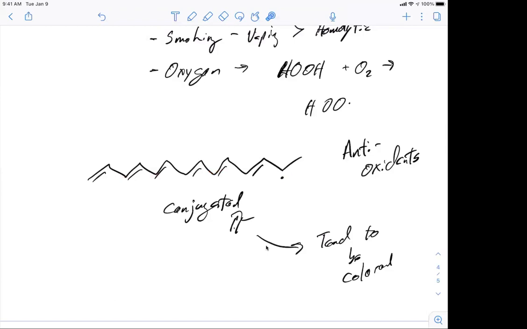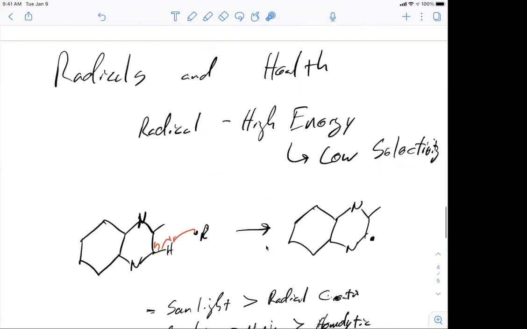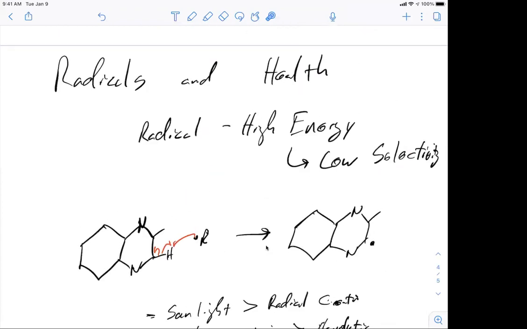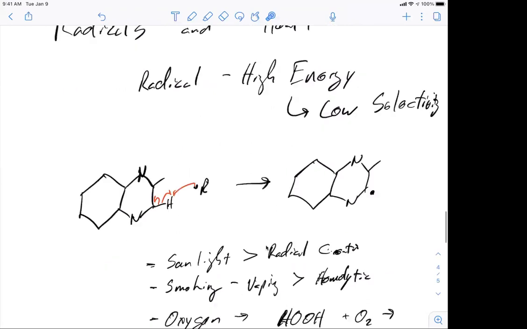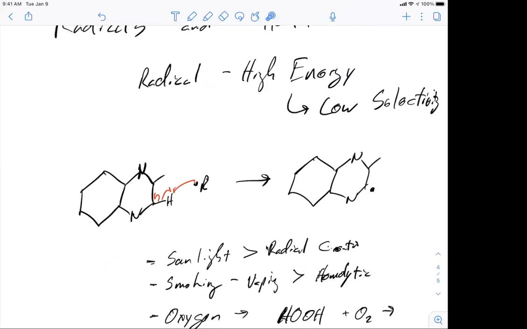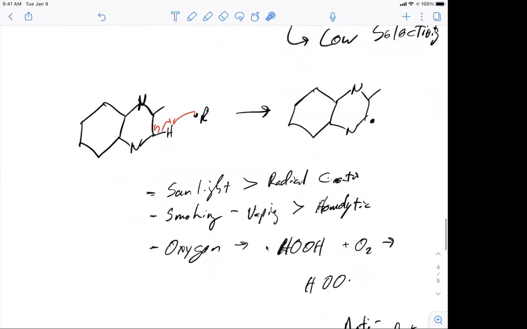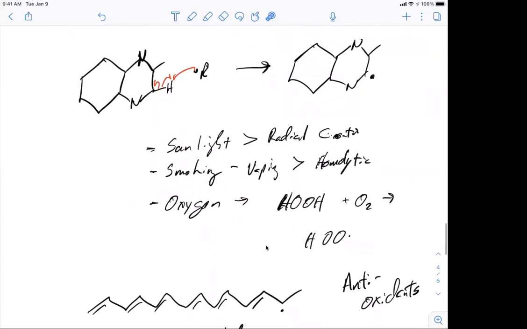And as a lower energy radical, right, high energy radicals are low selectivity, but if we can create a low energy species, that low energy species is higher selectivity, meaning it'll do fewer reactions. And therefore we won't have to worry about it modifying a base pair in our DNA. And if you modify a base pair in your DNA, if it survives, then that's where we get cancer.